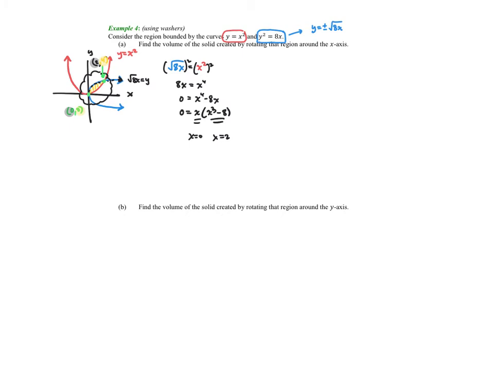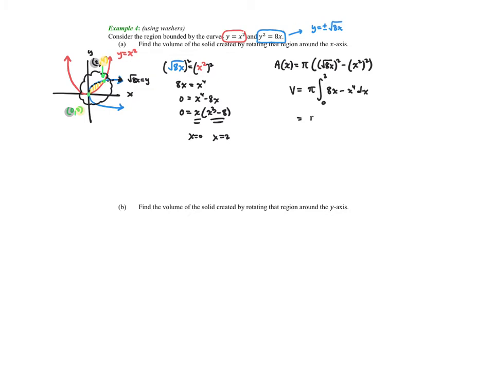Set up our area function. So our area function in part A, this will be a washer method. It'll be pi times the upper function, which is square root of 8x squared, minus the lower function in this case, which is x squared, and we'll square that. So the volume, when we revolve this around the x-axis, will be pi times the integral from 0 to 2 of 8x minus x to the 4th dx.